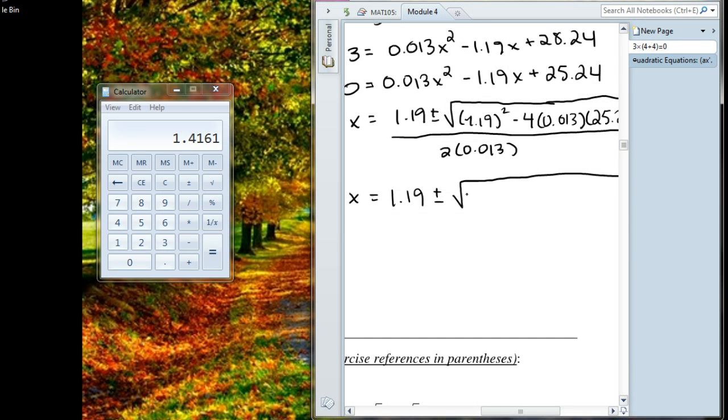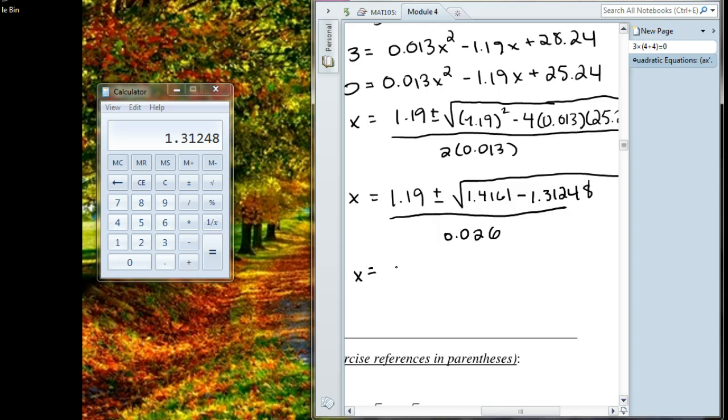Alright, so what do we get? 1.4161. And then what's the other number? Alright, let's figure out the other number first. 4 times 0.013 times 25.24 gives me 1.31248. And then we come over here, and when you multiply the bottom by 2, that'll just double those. So 0.026.